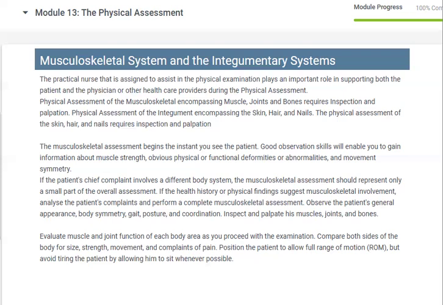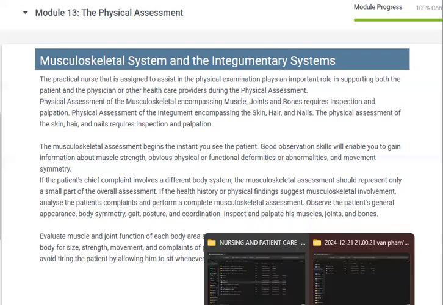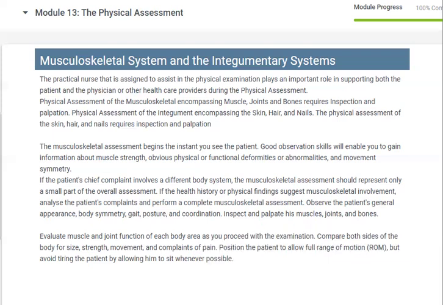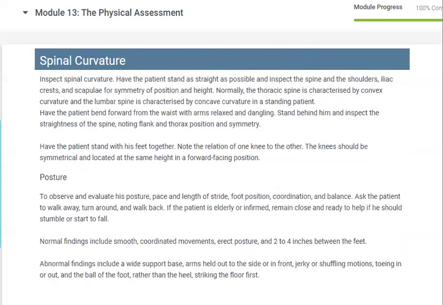Observe the patient's general appearance, body symmetry, gait, posture, and coordination. Inspect and palpate his muscles, joints, and bones. Evaluate muscle and joint function of each body area as you proceed with the examination. Compare both sides of the body for size, strength, movement, and complaints of pain. Position the patient to allow full range of motion, ROM, but avoid tiring the patient by allowing him to sit whenever possible.